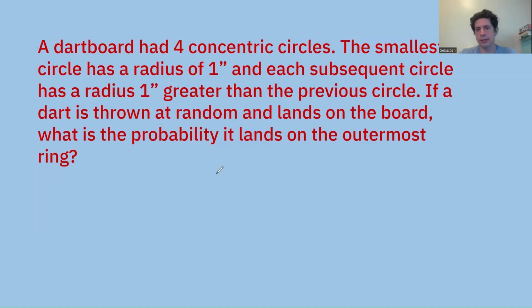If a dart is thrown at random and lands on the board, what is the probability that it lands on the outermost ring? The fact that it lands on the board tells us we just care about the area of the board. It's not like we have to worry about the probability of where it lands on the wall. And there's 4 circles.